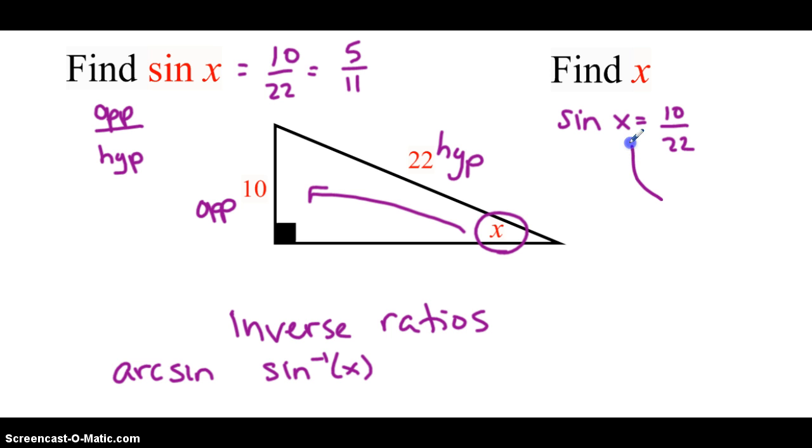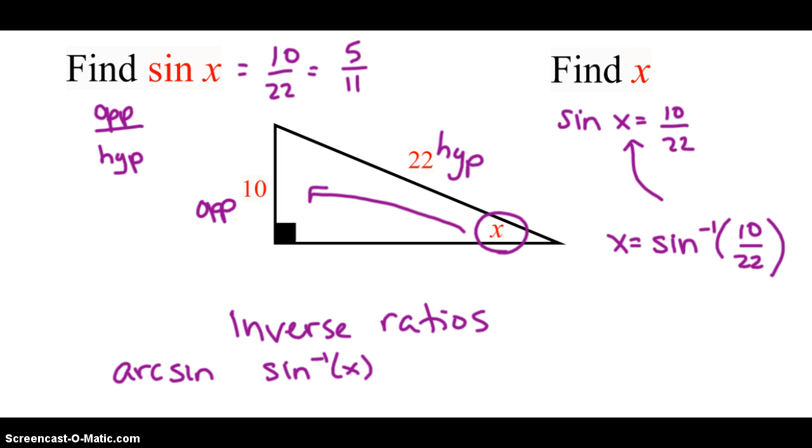Now we need to get x by itself. We need to find that angle measure for x. To do that, we need to undo the sine ratio by doing the arc sine, or the inverse sine. So x is going to equal the inverse sine of the ratio of 10 over 22.